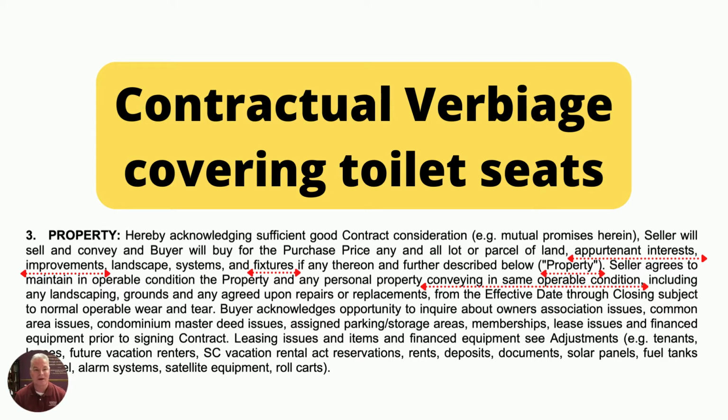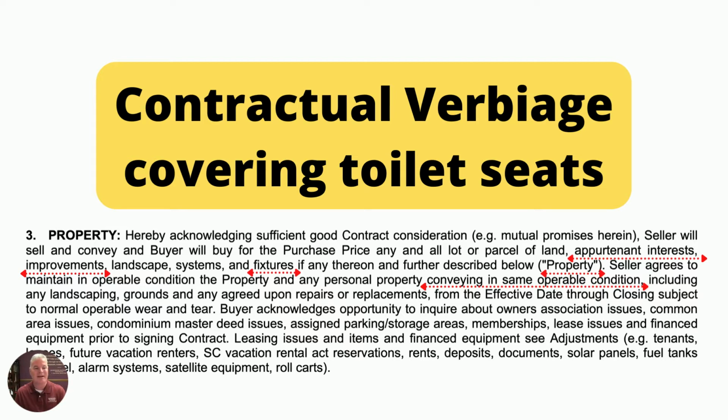The seller will sell and convey, and the buyer will buy for the purchase price any and all lot or parcel of land, appurtenant interest, an appurtenant interest. That is an upgrade, an attachment to the property. Okay. Improvements: a toilet seat that's got a bidet and a heater and everything else, an improvement to the house. Sure it is. Landscape systems and fixtures. Okay. Don't think of toilet seats as fixtures, but they are. If any thereon and further described below, it's regarding the property.